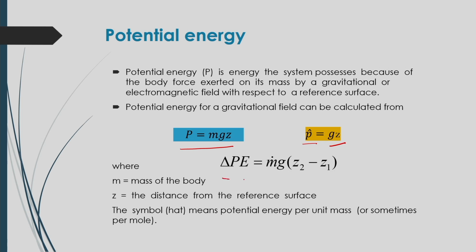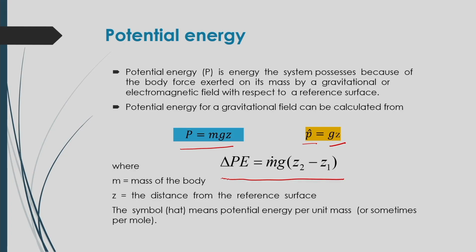So for the potential energy change, you can calculate the height change, based on which you can calculate the change. It is basically m dot g into Z2 minus Z1. Here Z is the distance from the reference surface; at two locations, Z2 is from the reference surface and Z1 is also from the reference surface, and subtracting gives you the change of potential energy based on this equation given in the slide.